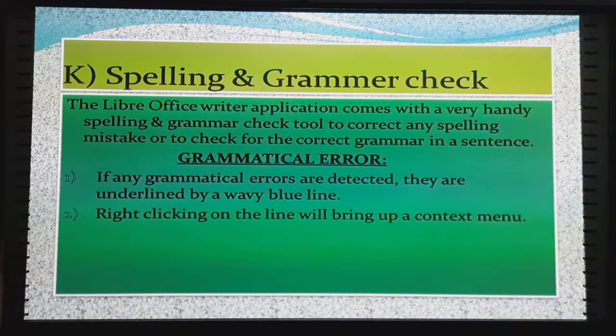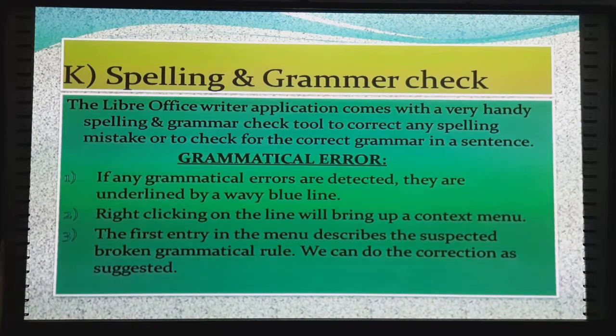Remember this context menu, because sometimes a question is asked regarding it. The question will be put like this: if any grammatical error is there, in order to correct that error, which menu do we need to bring in front of us? That is the context menu. So this kind of question might be asked as an objective type question for a single mark.